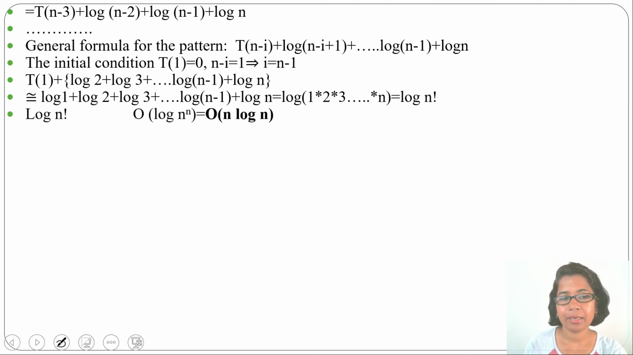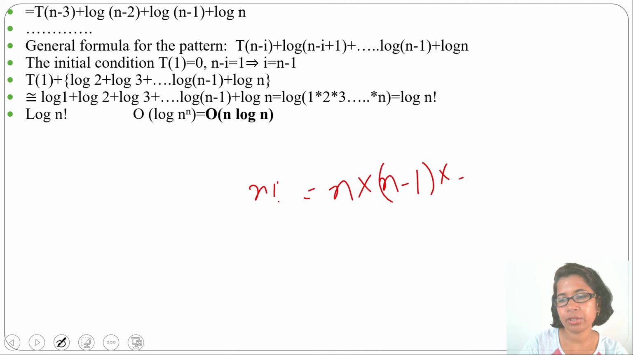Now for log n factorial, its upper bound will be log n power n. I already discussed the factorial function. For factorial, its upper bound will be n power n and lower bound will be 1. Suppose n factorial, it is n times n-1 multiplication like this, 3 times 2 times 1.